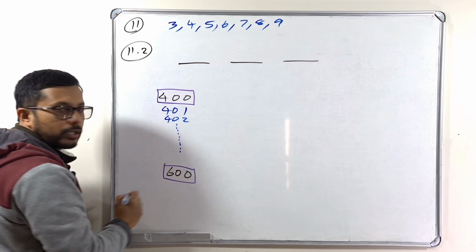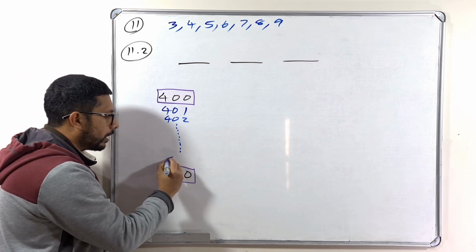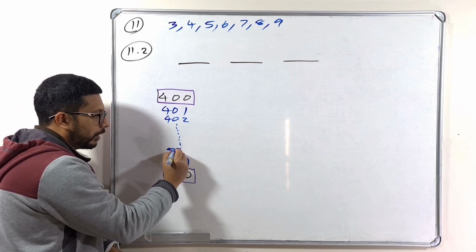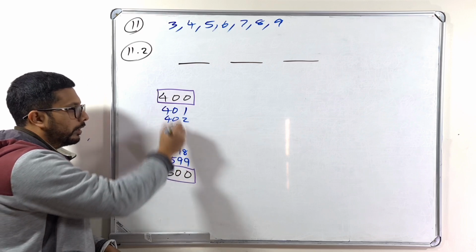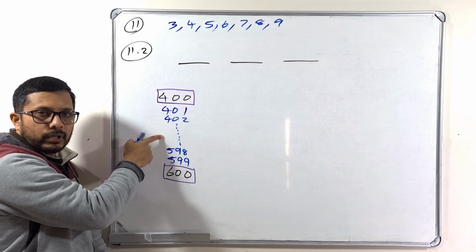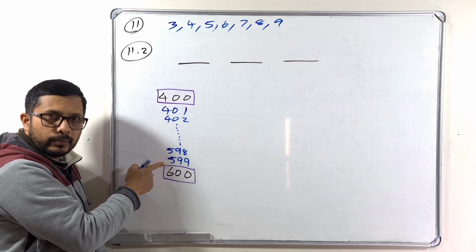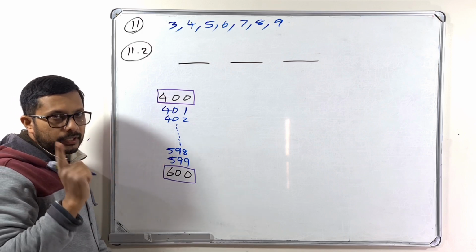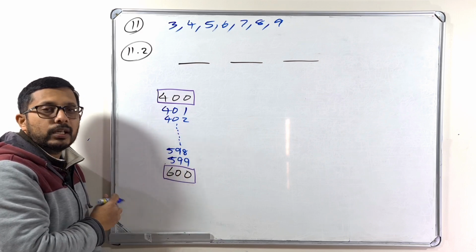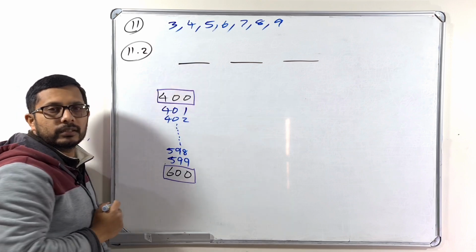Can you say what the last number is? Less than 600 means 600 is not included. So the last number must be 599. Before that, 598, and so on. So the numbers are 401, 402, 403, 404, up to 598, 599. That is the last number. Now try to understand one thing: 401 to 599, what are the possible numbers that you can take here?